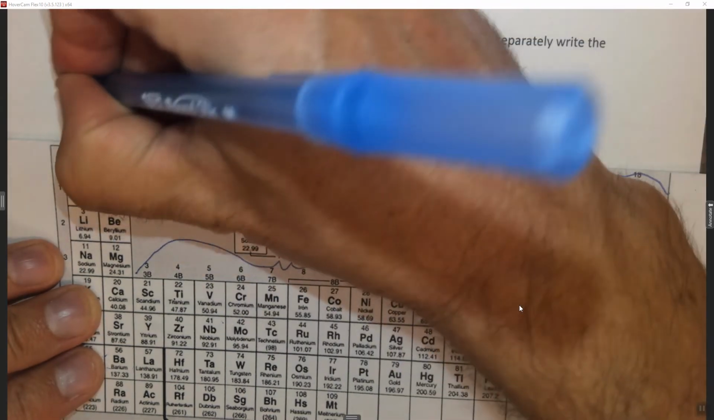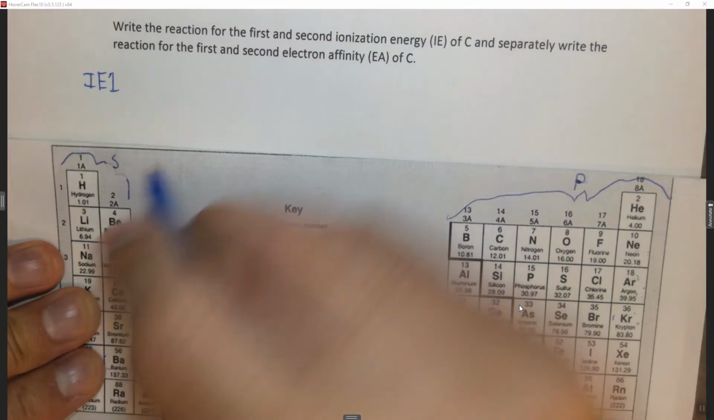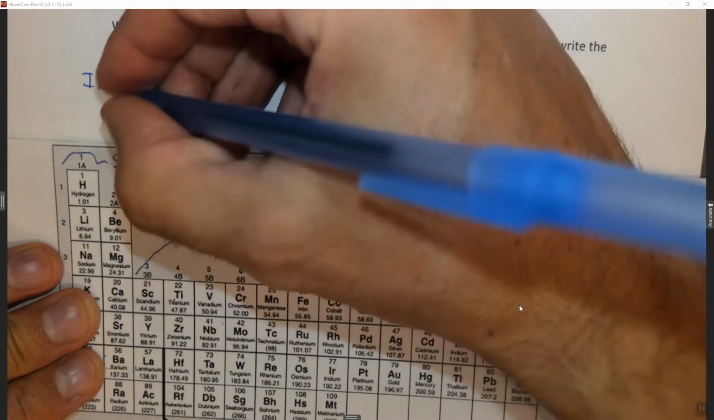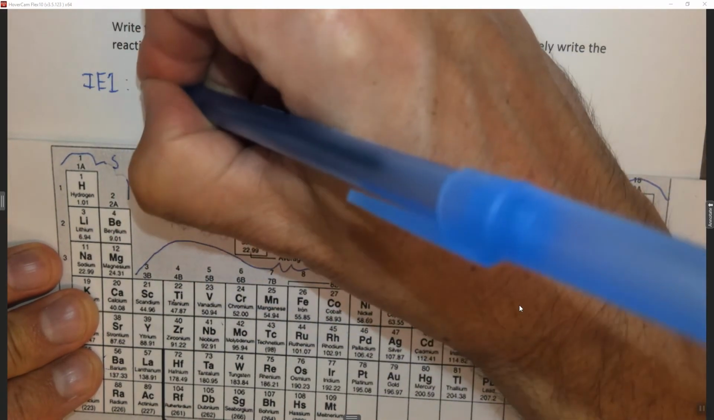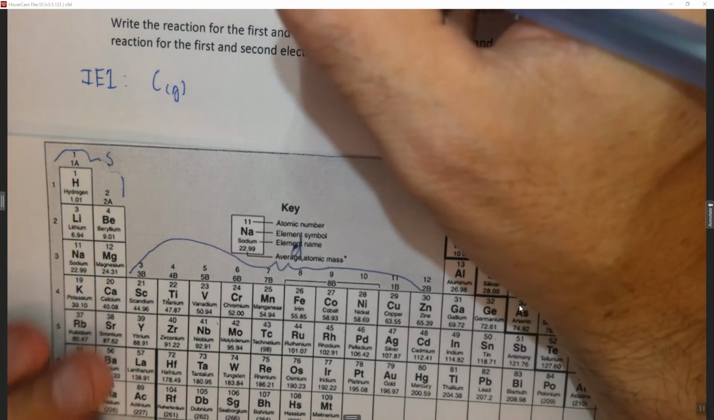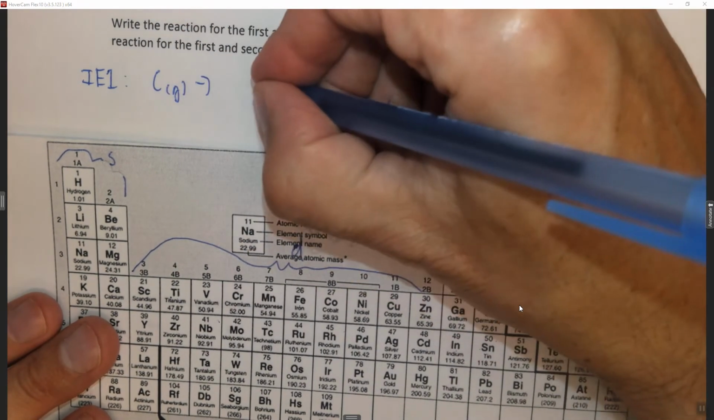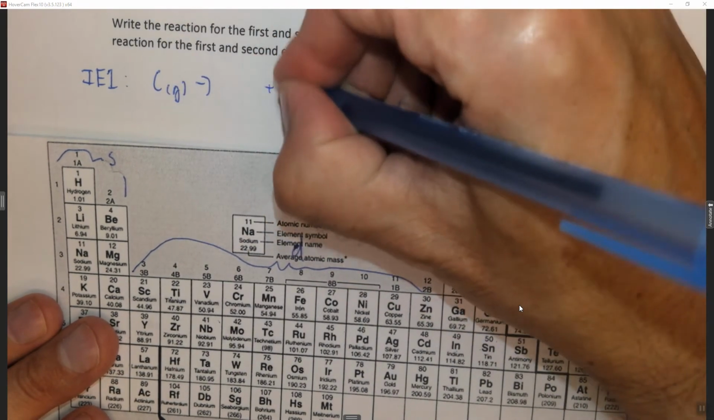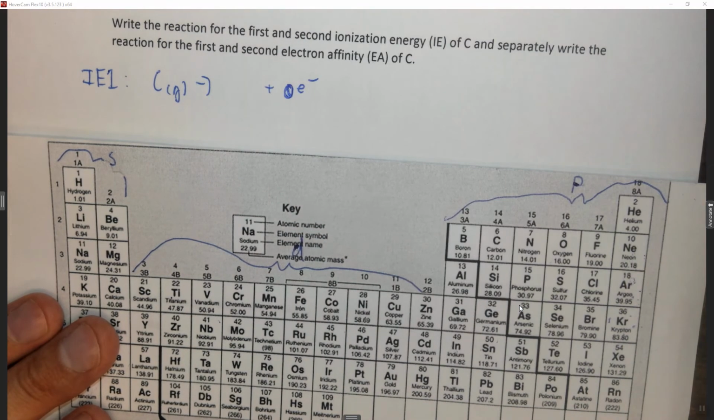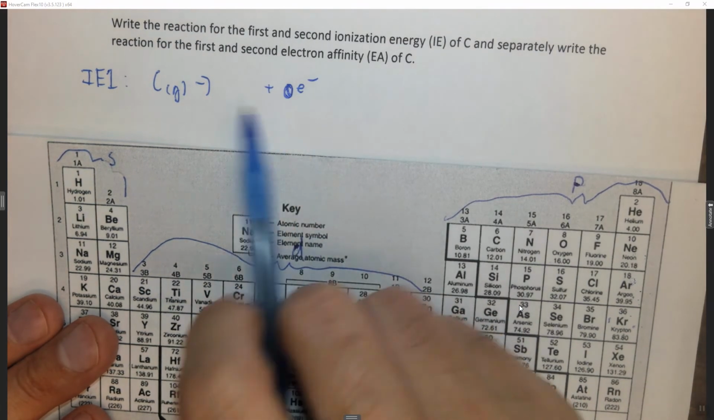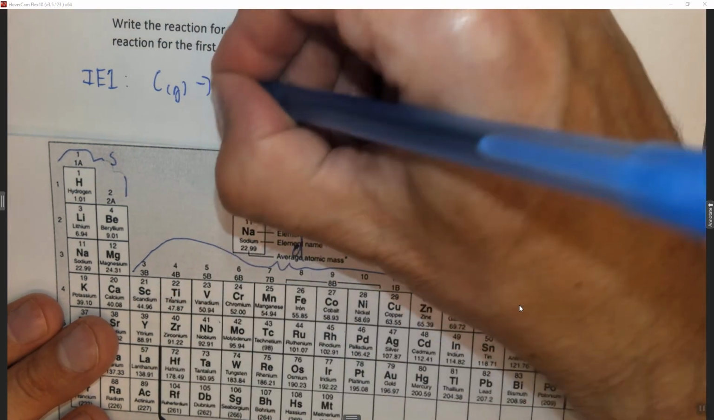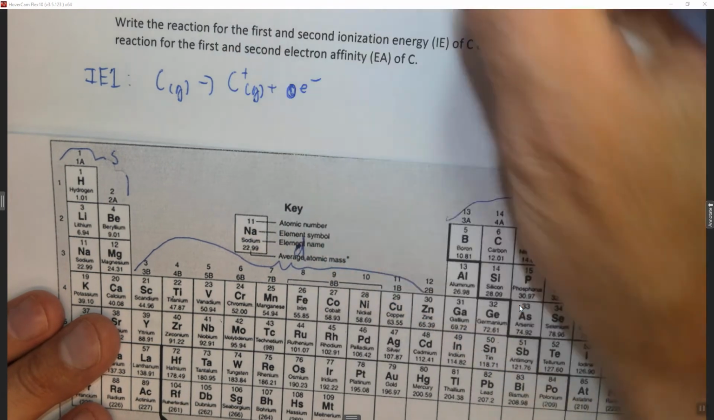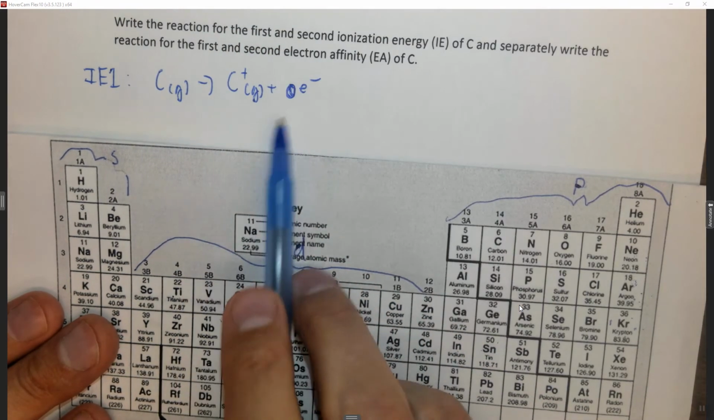So IE1, the first ionization energy of carbon. By definition, carbon has to be in the gas phase, and we need to take an electron away from carbon. Well, what's left when we take an electron away from carbon? It's C+ in the gas phase because it lost an electron.